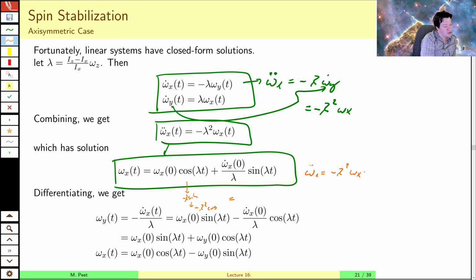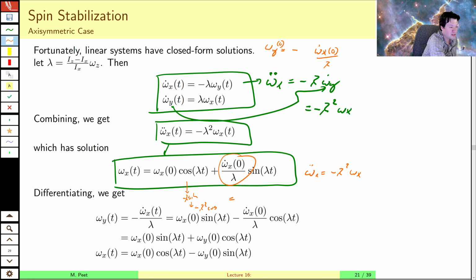Okay. So what we have here then is a closed form solution for omega x. Well, what about this omega dot x not here? To get rid of that, we can notice that omega y equals negative 1 over lambda of omega dot x. And so if we take the initial condition on y, we can eliminate for the initial condition on omega dot x.